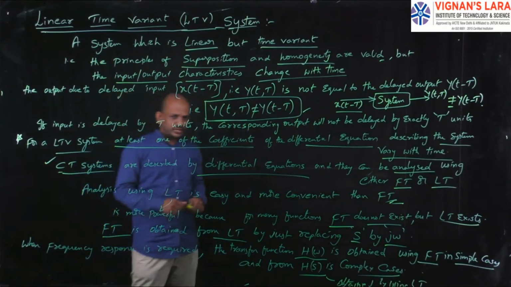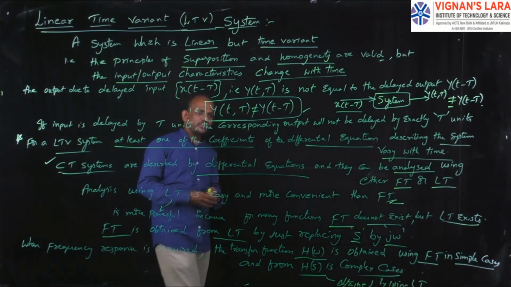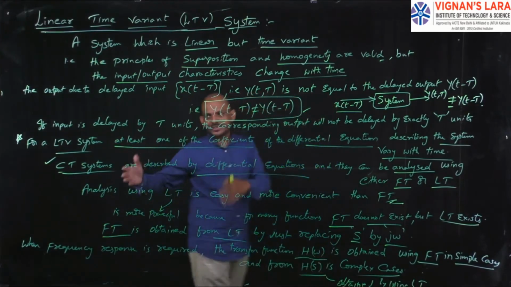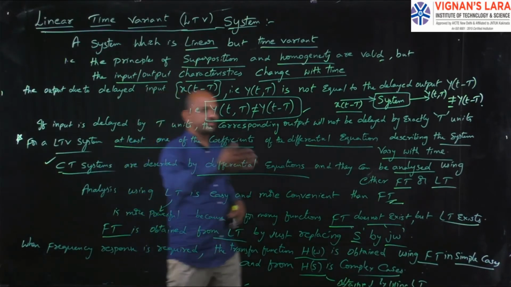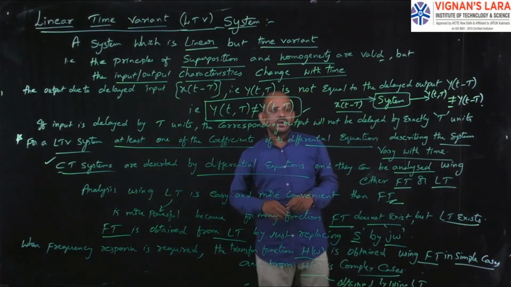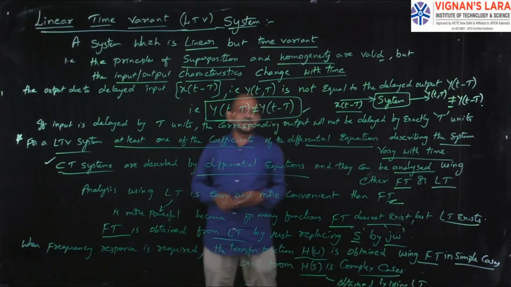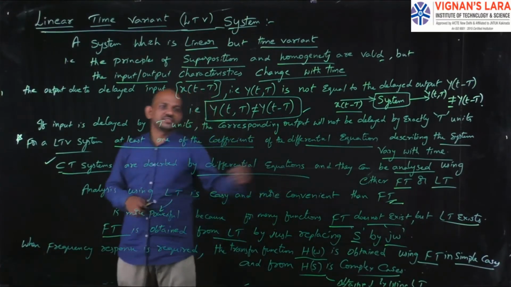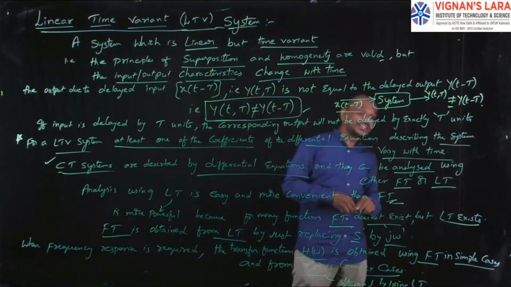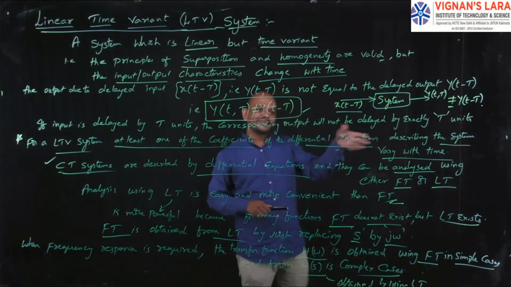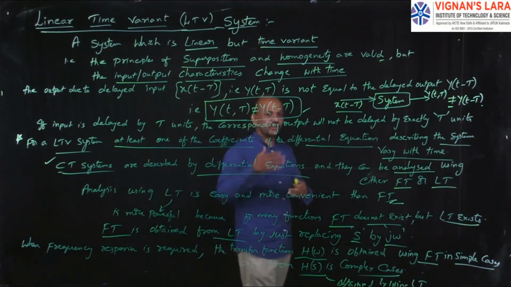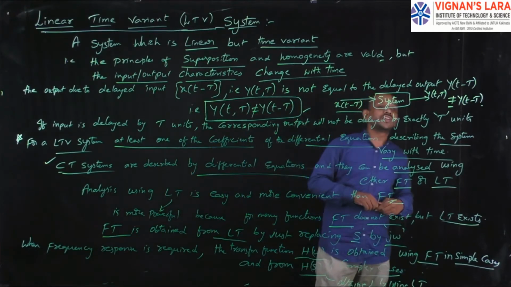So this is about how we analyze. First I will represent this continuous time system using differential equations, and we can analyze either using Laplace transform or Fourier transform. In those two, mostly we will prefer Laplace transform, and Laplace transform is used in complex cases. So whenever the frequency response is required, I will go for the transfer function H of s from Laplace transform in complex cases, and in simple cases I will go for the transfer function H of omega, which is obtained by using Fourier transform.